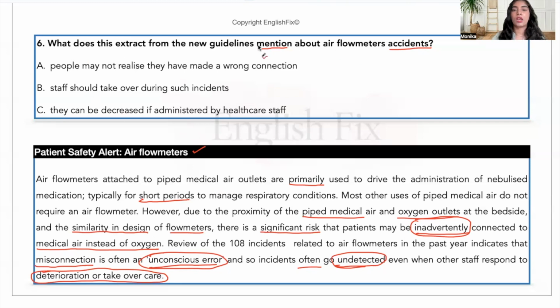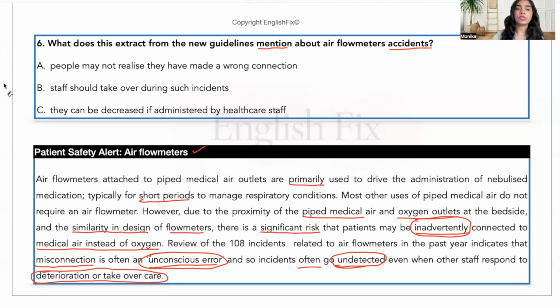Okay, so again, the question asked me about what do we get to know about airflow meter accidents. People may not realize they have made a wrong connection. That's absolutely correct according to the paragraph. People may not realize, that is why it is called an unconscious error, an inadvertent connection, because they did not mean it. They don't even realize they have done it, even when the patient is being looked after by another staff, or when the patient's health is getting worse.